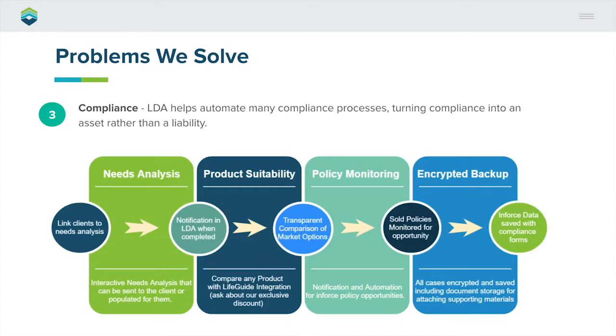The third problem we solve is compliance. Nowadays in the insurance industry, compliance is a huge topic of conversation, and it's crucially important to your business. Using our program, we help automate each of the necessary compliance elements in an insurance sale, from compliance documentation, including a needs analysis, reason why letter, advisor disclosure, going through the product suitability with the life insurance reports, using that visual information to help communicate the value of options to clients.